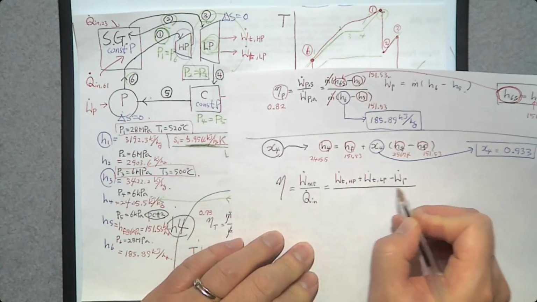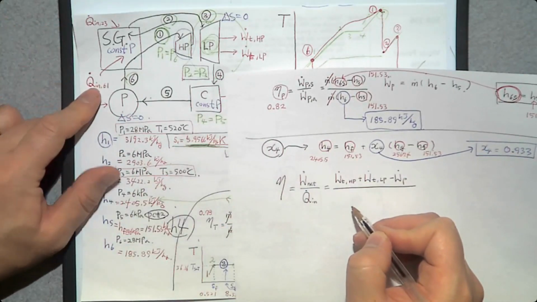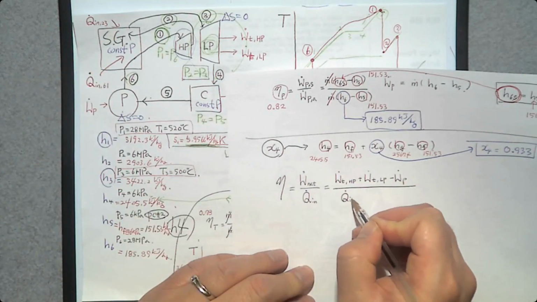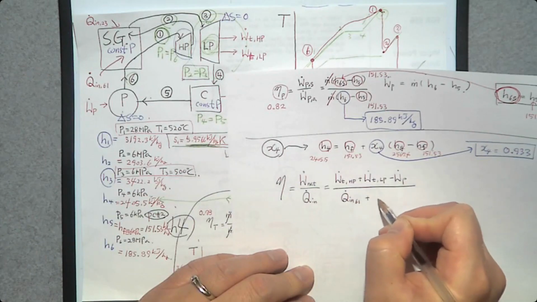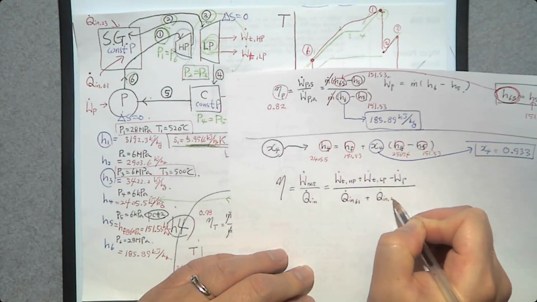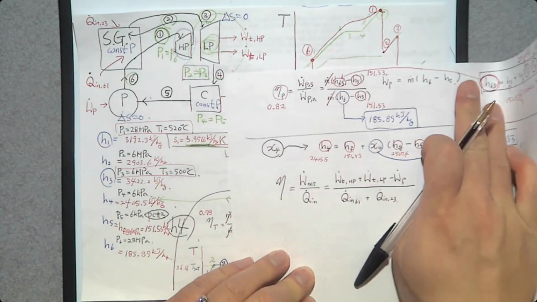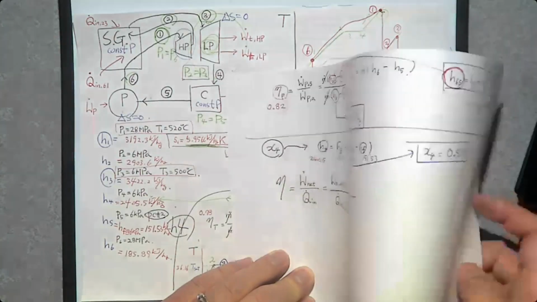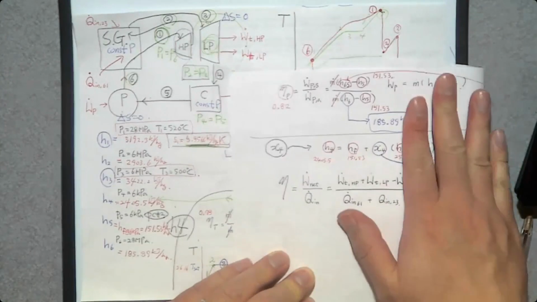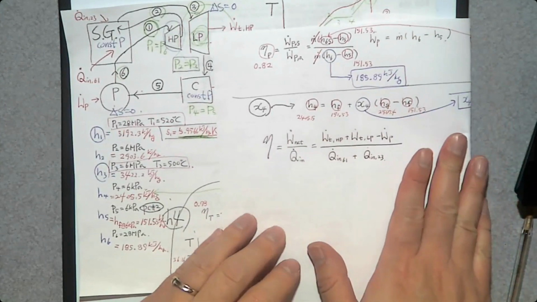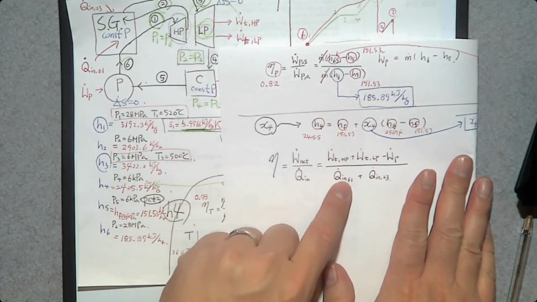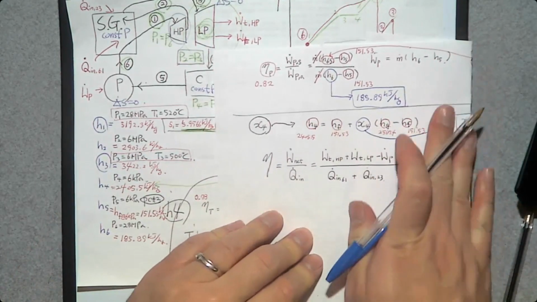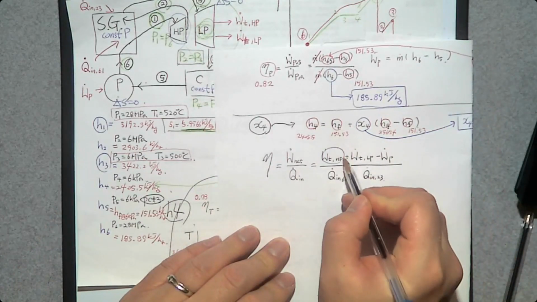And how many heat transfers in? There are two. One is between 6 and 1. The other one is between 2 and 3. Q dot in 6 and 1 plus Q dot in 2 and 3. So if you know how to determine each power and the rate of heat transfer, you can determine the thermal efficiency. So how can we do that? Let's find this one first.